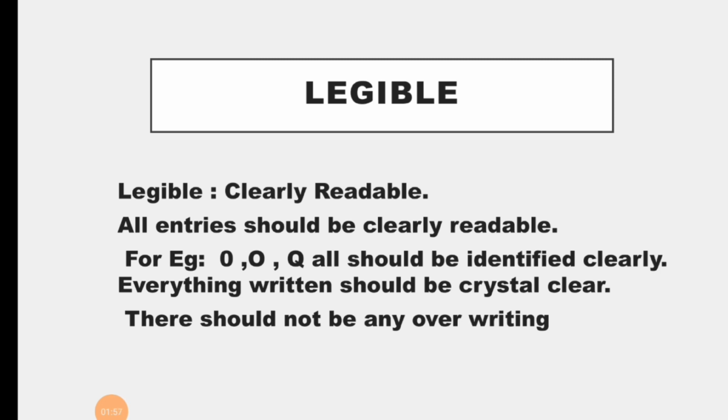Talking about legible, legible simply means clearly readable. All entries should be clearly readable. For example, 0, O, Q, all should be identified clearly. Everything written should be crystal clear. There should not be any overwriting.